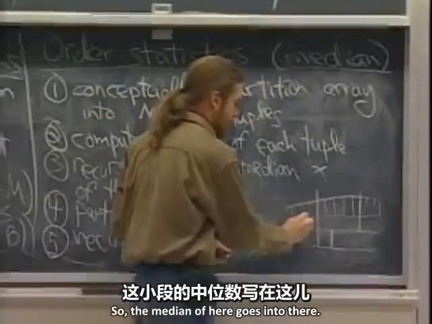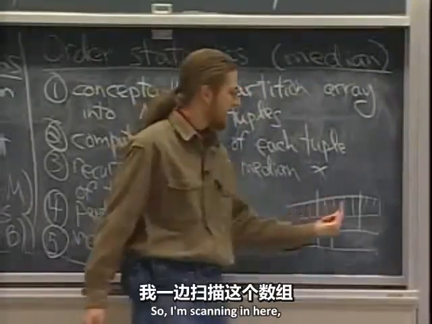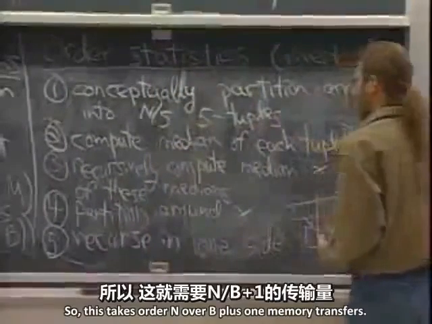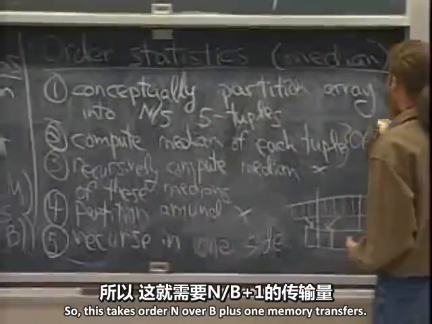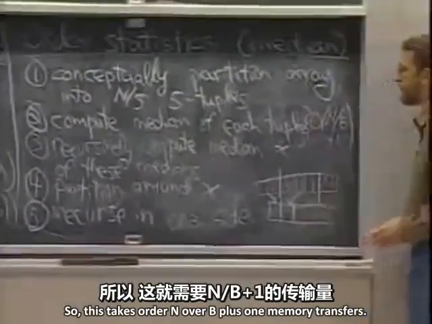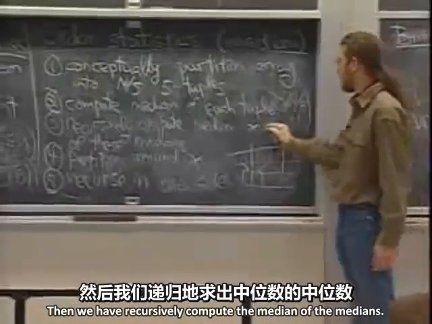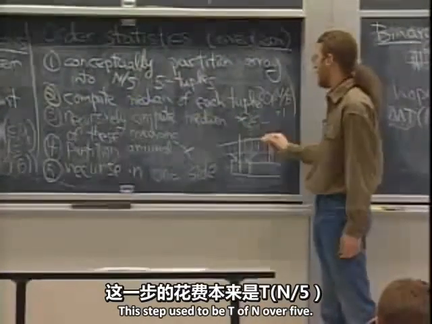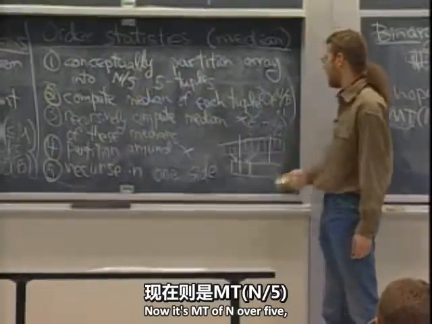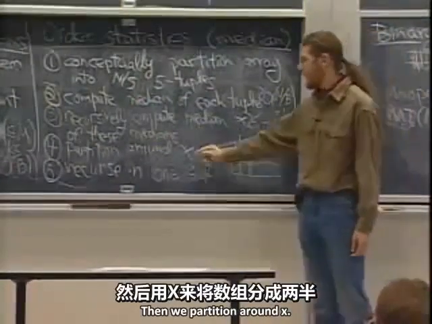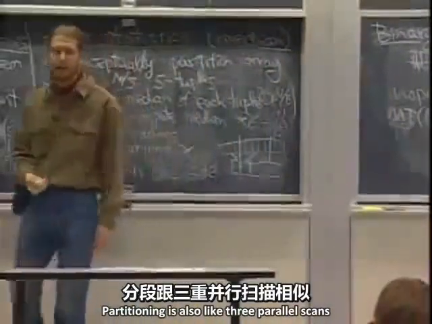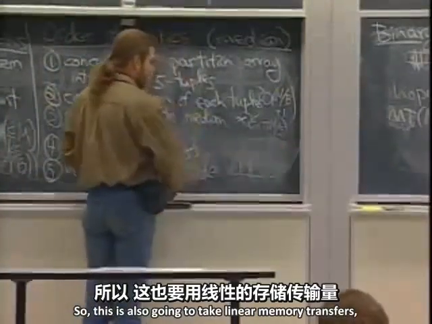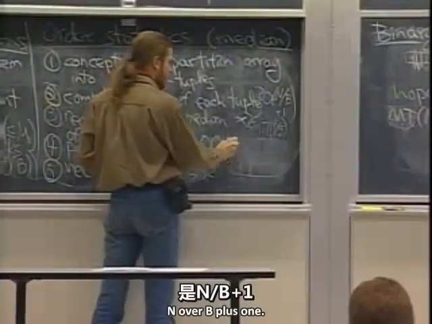So the median of here goes into there, the median of these guys goes into there, and so on. So I'm scanning in here, and in parallel I'm scanning and outputting here. So it's 2 parallel scans, so that takes linear time. So this takes order n over B plus 1 memory transfers. Okay, then we recursively compute the median of the medians. This step used to be T of n over 5, now it's MT of n over 5, with the same values of B and M. Then we partition around x. Partitioning is also like 3 parallel scans, if you work it out. So this is also going to take linear memory transfers, n over B plus 1.